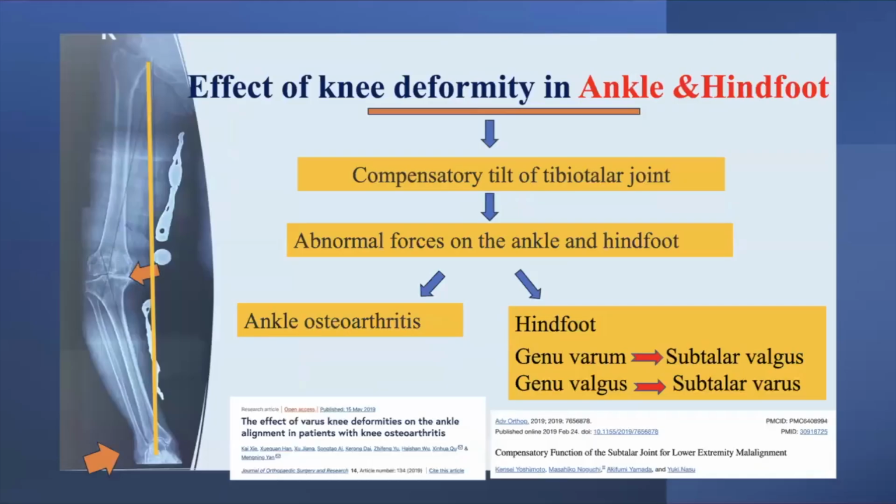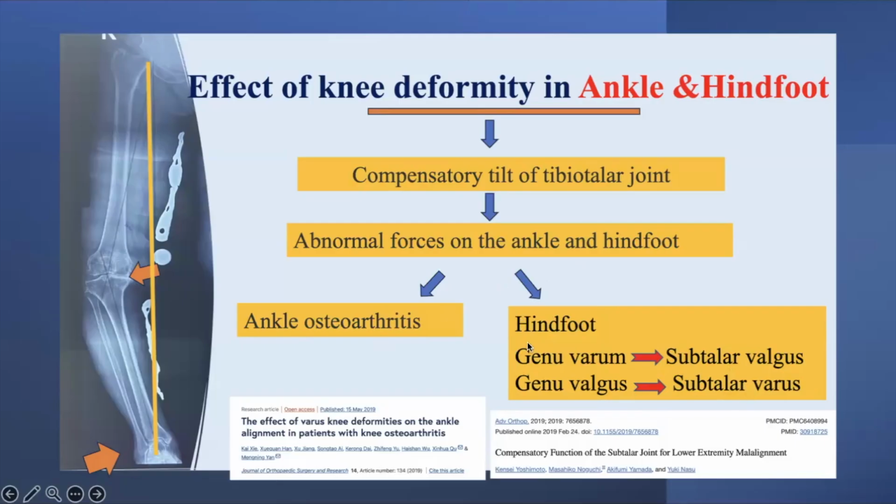So, what is the effect of knee deformity on the ankle and hindfoot? There is always a compensatory tilt of the tibia. I'm talking about a varus knee, because in the majority of cases we routinely deal with a varus knee. There will be a compensatory tilt of the tibial joint, and abnormal forces acting on the ankle and hindfoot, which leads to a subtalar valgus, especially in a varus knee. And in a valgus knee, there will be a subtalar varus.